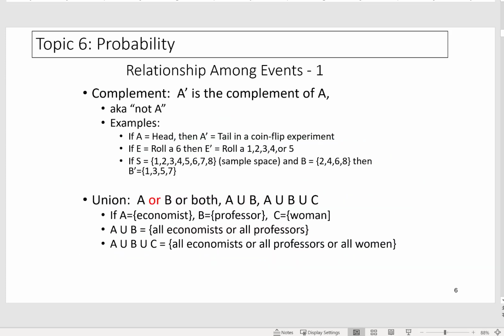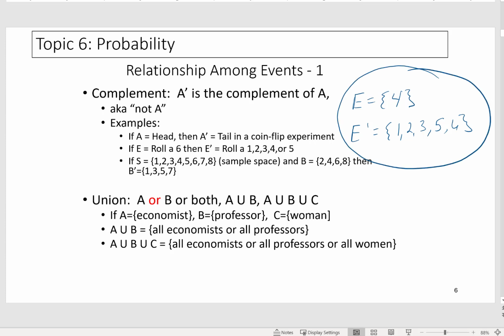We talk about different types of events, the complement of a particular event. That means if we have an event, it's everything that isn't in that event. So in the last example I said rolling a 4 or a 2, something like this, the complement of that when we roll a dice would be rolling a 1, 2, 3, 5, or 6. Everything that the event is not. When I put these two together, I get the complete sample space back.